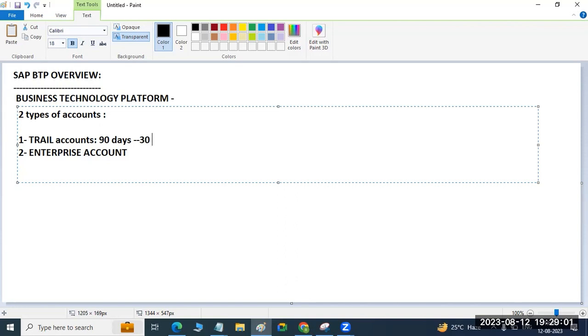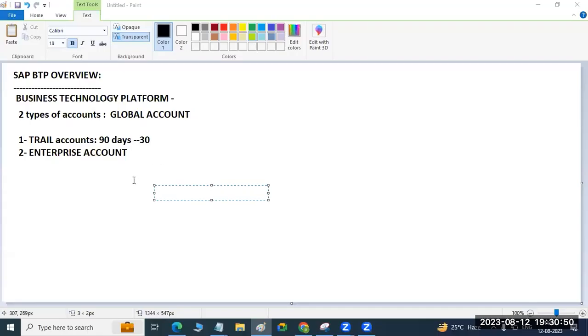That is called the global account. Two types of accounts are there in the globe, which we call the global account. The global account is provided by SAP to you. They provide only the global account, not the entire configurations, subscriptions, and services. So we are discussing the account model.